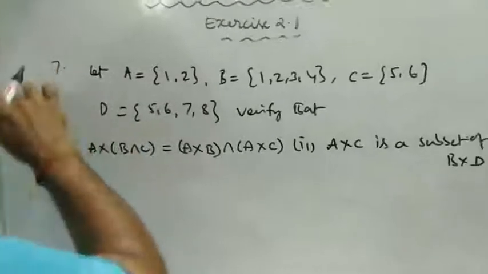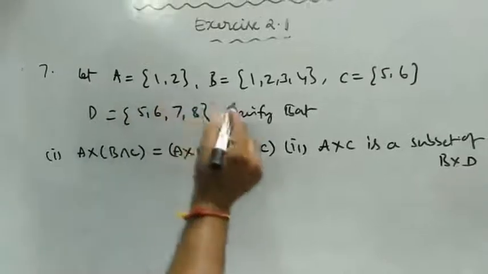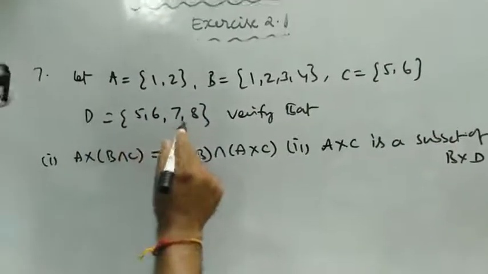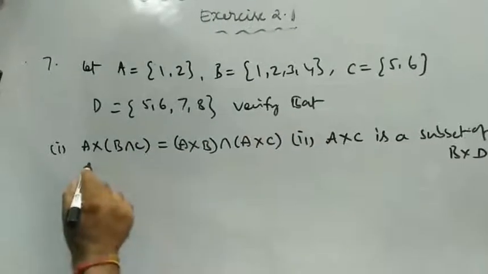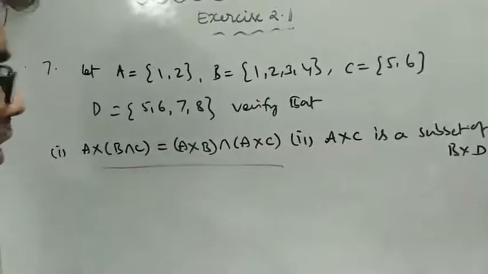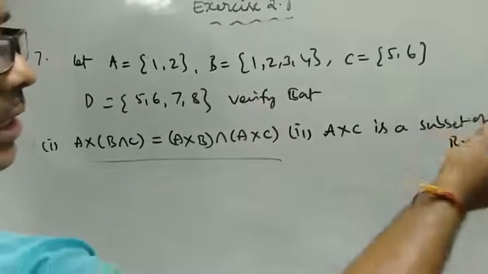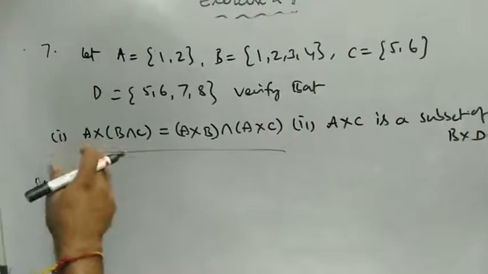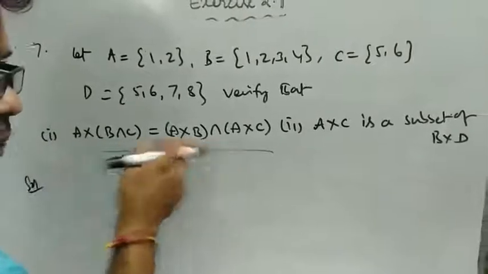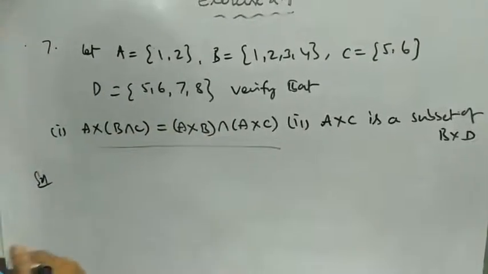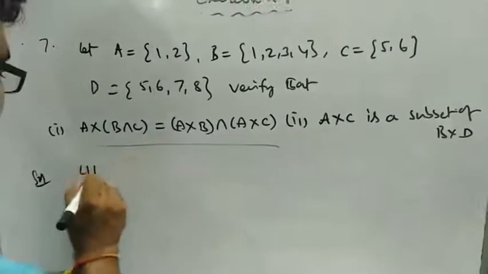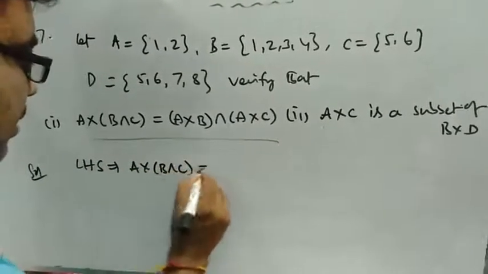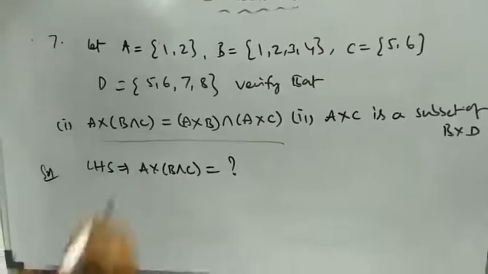Seventh problem. A is equal to {1, 2}, B is {1, 2, 3, 4}, C is {5, 6}, D is {5, 6, 7, 8}. Verify the first result, that A cross (B intersection C) is equal to (A cross B) intersection (A cross C), and that A cross C is a subset of B cross D. Very simple. We just consider the LHS and RHS and show that they are one and the same. So for the LHS I will consider A cross (B intersection C) and calculate it.